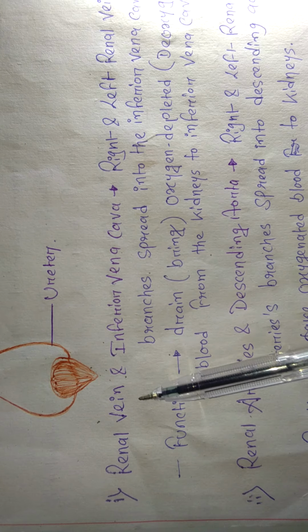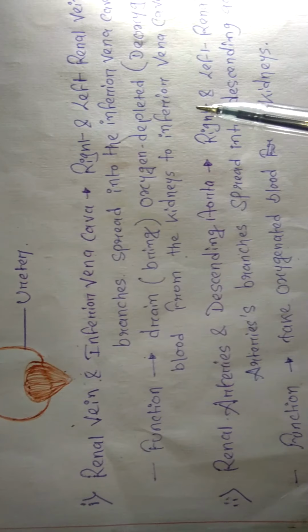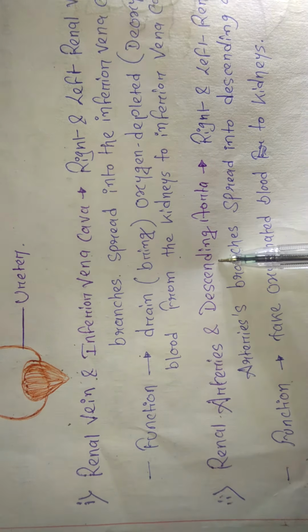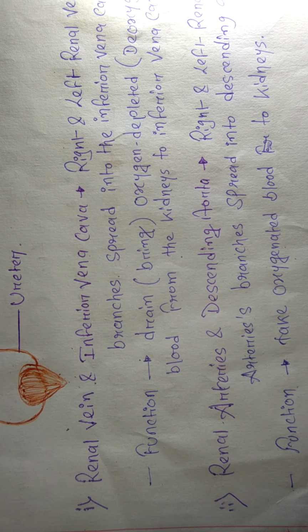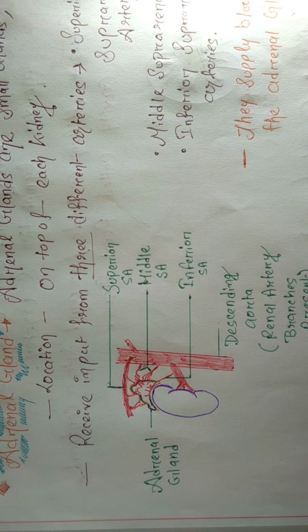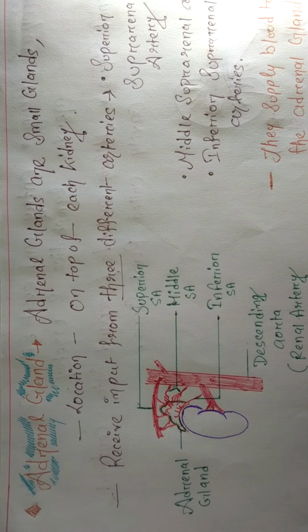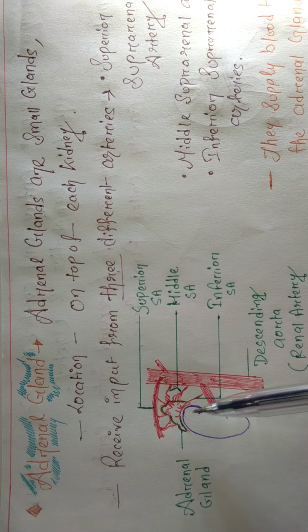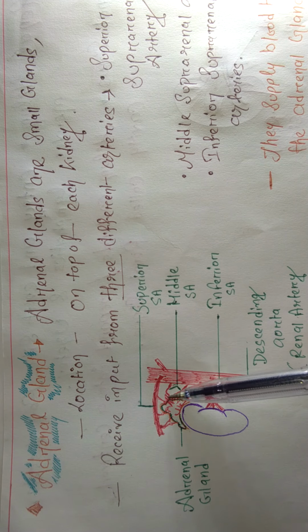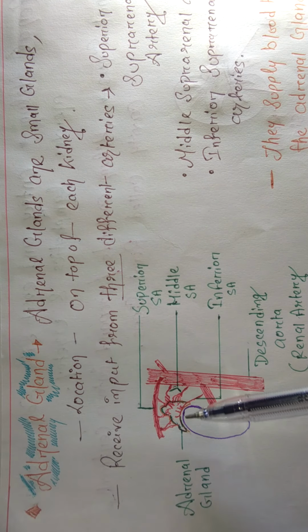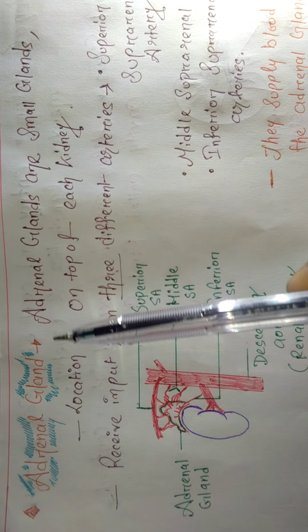Yeah, we have studied till the renal vein and inferior vena cava and renal arteries and descending aorta, right? Let's continue the rest of the topic, which is the adrenal gland. Okay, so adrenal glands just sit on the upper portion of the kidney, on the top of the kidney, you can say.